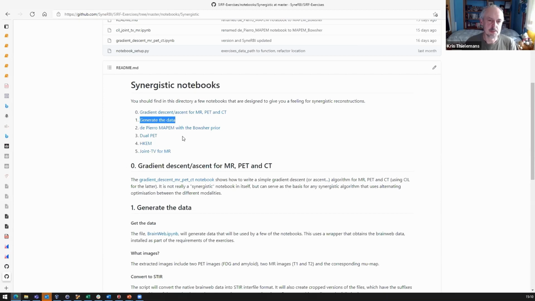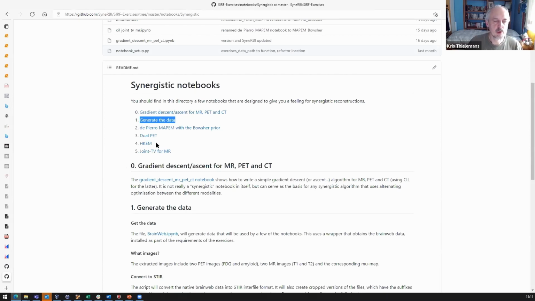I don't think the Bowsher prior is the best prior to set up synergistic reconstruction, really. But once you've done that, you can also extend it to other priors, clearly. And by the way, the code there relies on a prior class that was contributed to SIRF from the people in Andrew's group. So the method that he's explained to you for the Gaussian weights is available there as well. So you can implement that instead, as opposed to the Bowsher prior.